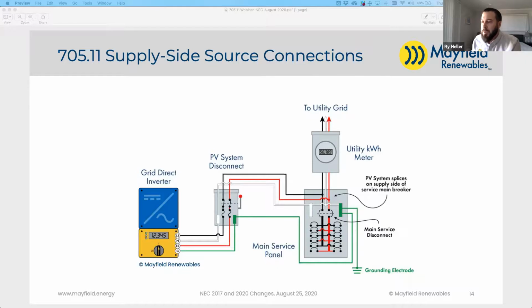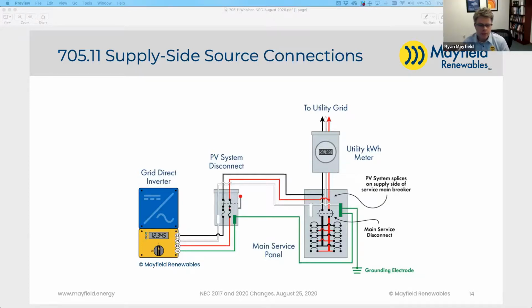A combiner panel, on the other hand, once you've combined, then you just have a single output going to the inverter. And so that combiner panel with the overcurrent protection can really be anywhere in the circuit, because once you've hit that higher current source, then the single output no longer has that issue.